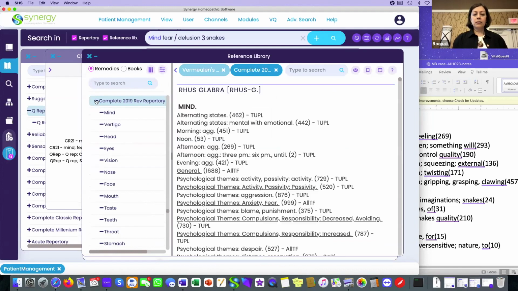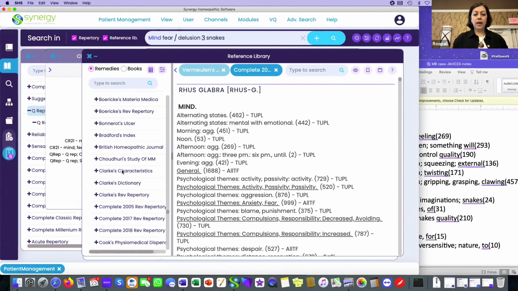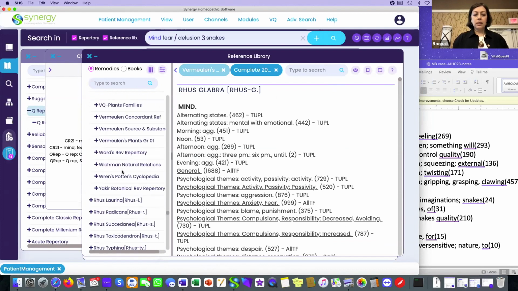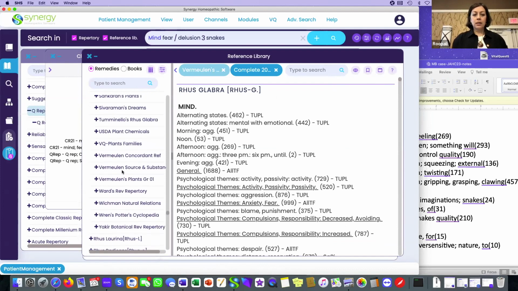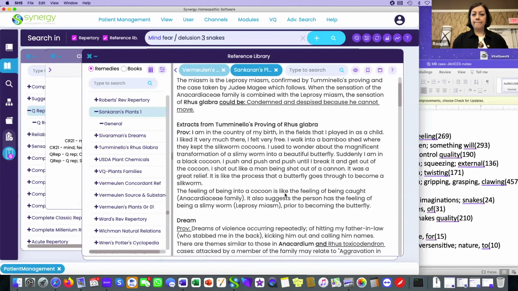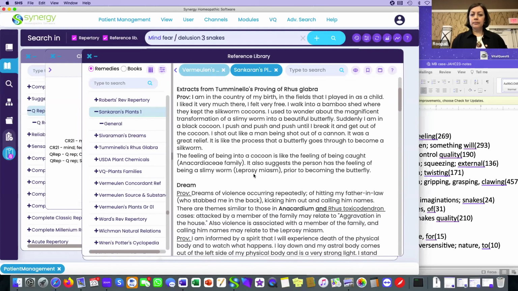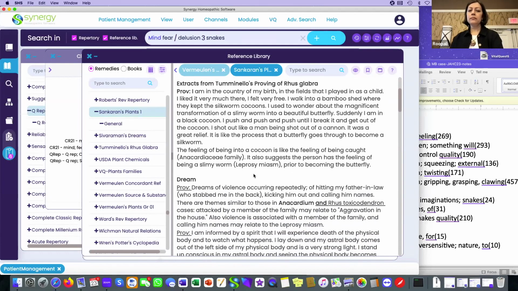And so if we come here, let's see what we have on Rus. Okay. So the miasm is leprosy. And this is really from the proving.